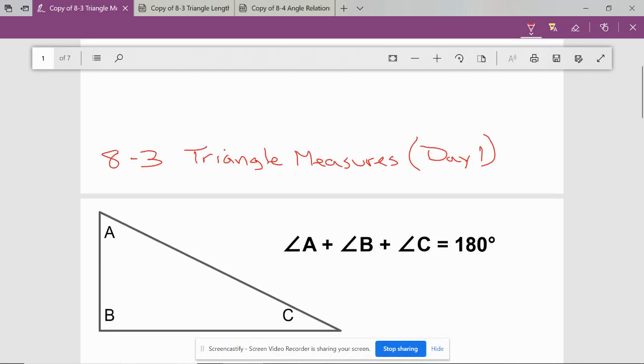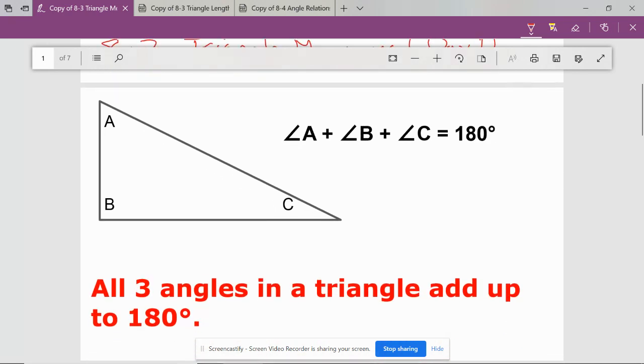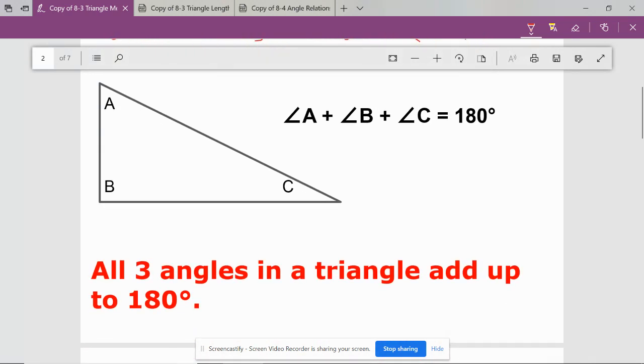So as we go through, let's go to this first slide and talk about triangles. One of the basic things that we need to understand about triangles is that all three angles in a triangle are going to add up to 180 degrees. So when you talk angles in triangles, we talk in degrees. Make sure that we know that all three angles in a triangle, no matter what the triangle looks like, they're going to add up to 180 degrees. So we have to understand this.